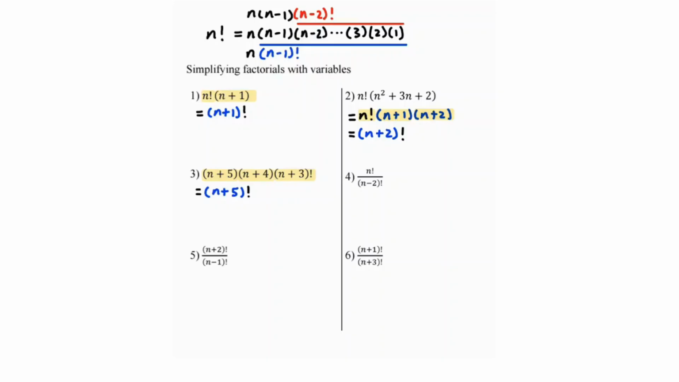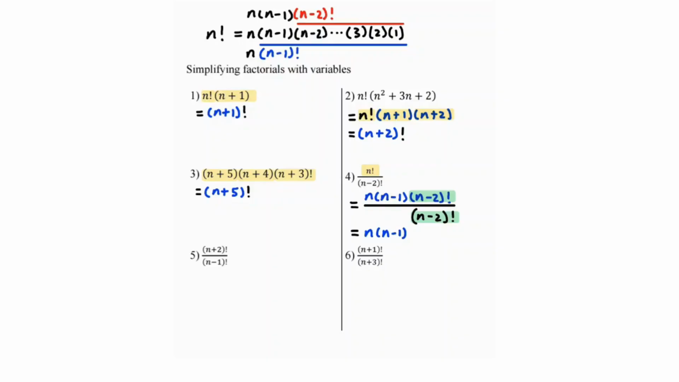What about division? We have n factorial divided by n minus 2 factorial. Since n factorial is larger than n minus 2 factorial, we're going to break down the n factorial. So we're going to break n factorial down to n times n minus 1 times n minus 2 factorial. We stop right here because if we look at the denominator, it will be exactly the same. So we can cancel this out, giving us n times n minus 1.